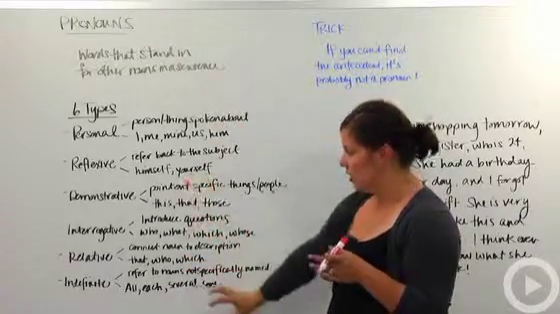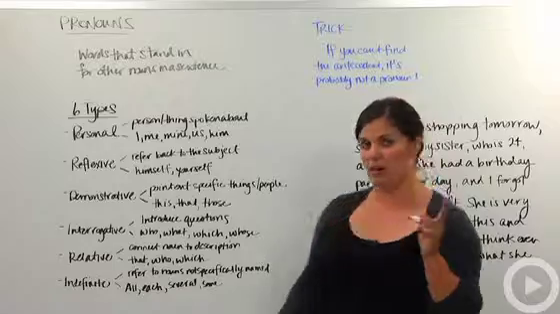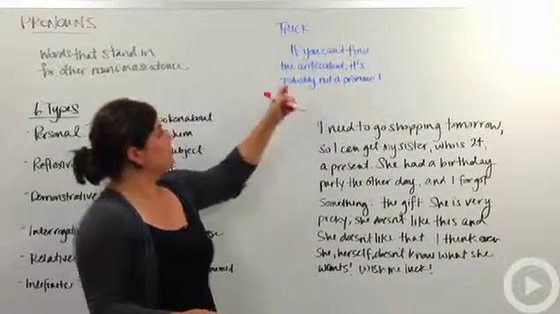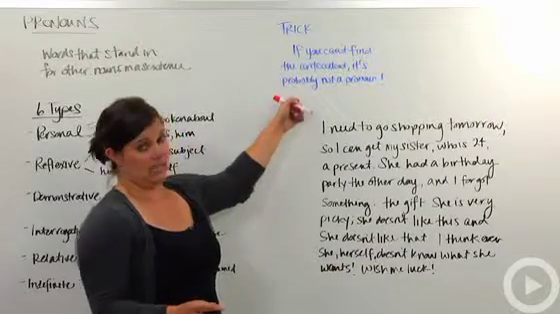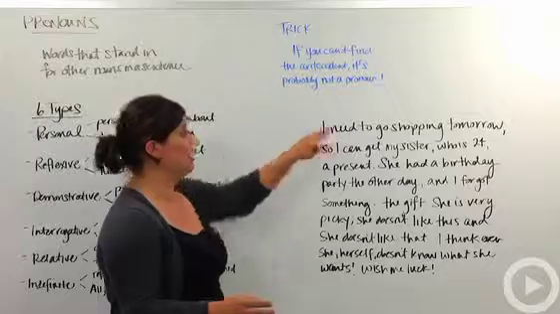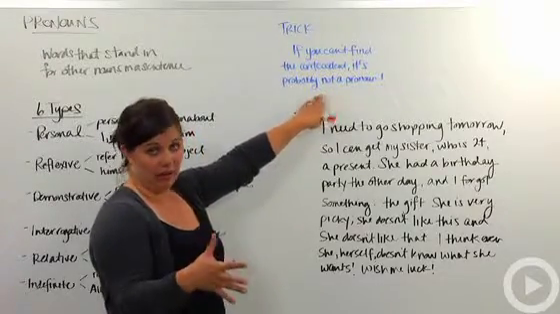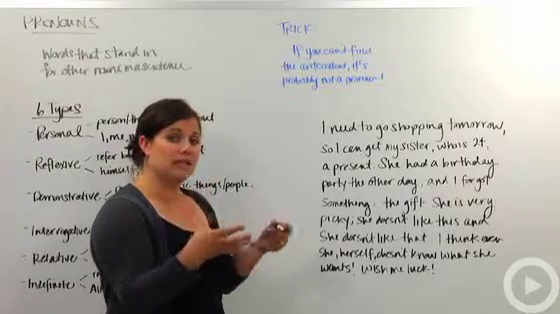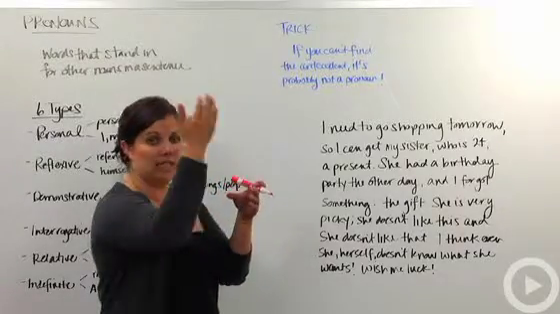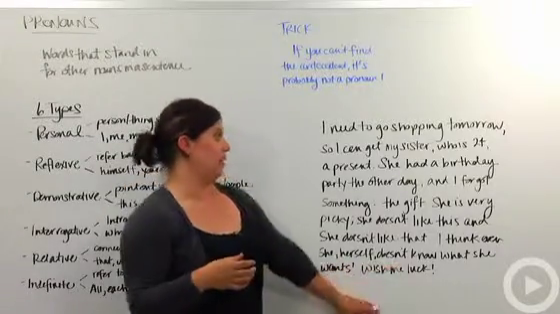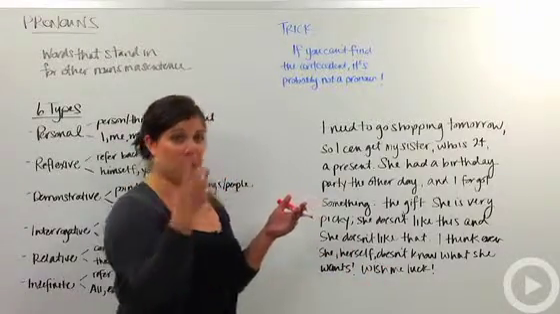So now that we've gone over these, let's take a look at some tips for helping you identify pronouns. Here's my biggest tip. If you can't find the antecedent, and the antecedent to the pronoun is the noun that it's actually standing in for, then it's probably not a pronoun. So anytime you stop to identify something as a pronoun, you should be able to say what its antecedent is. What's it standing there for?